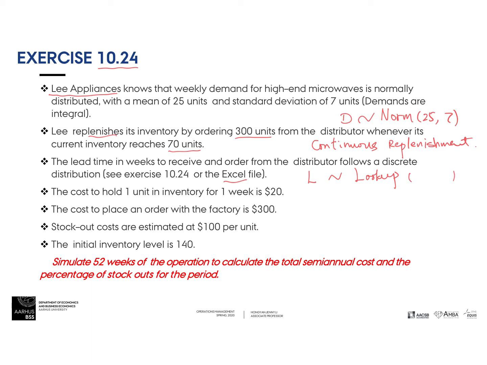And the cost to hold 1 unit in inventory for 1 week is $20. And the cost to place an order with the factory is $300. So this actually is the fixed ordering cost. So this is the inventory holding cost. And the stock out cost is also given as $100 per unit.